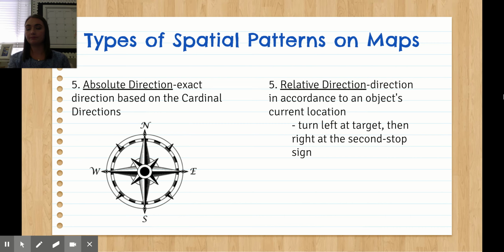Absolute direction. The exact direction based on the cardinal directions. So north, south, east, west. Same thing, relative direction. Direction in accordance to an object's current location. So turn left at Target, then right at the second stop sign. If someone asked you how to get somewhere, you probably wouldn't say, you're going to get on this road, drive north, then in 800 feet, you're going to go northwest. You would say, you're going to get on this road. When you see this, you're going to turn right. You're going to keep going until you see this, and then you're going to turn left. That's relative direction.